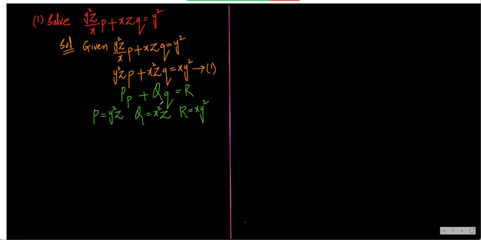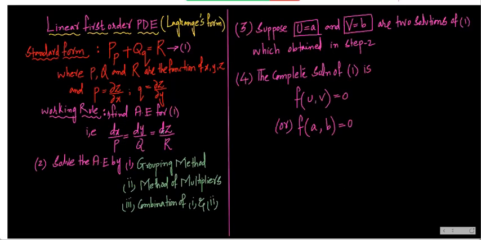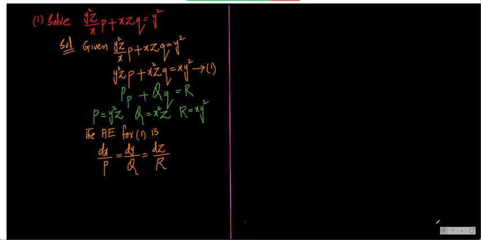Now moving on, we have to write the auxiliary equation. The auxiliary equation for equation number 1 is, what I said, dx by capital P is equal to dy by capital Q is equal to dz by capital R. Correct? This is the auxiliary equation. Now replace the values. dx by capital P, the capital P value is y square z.